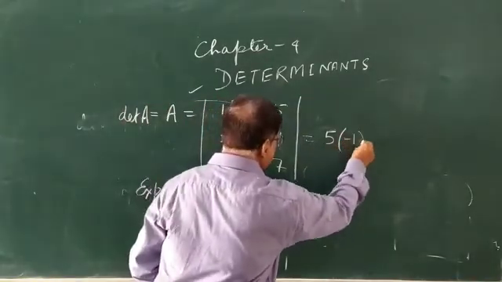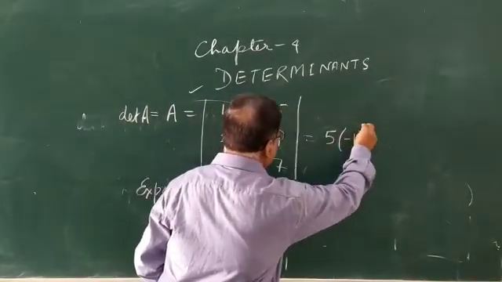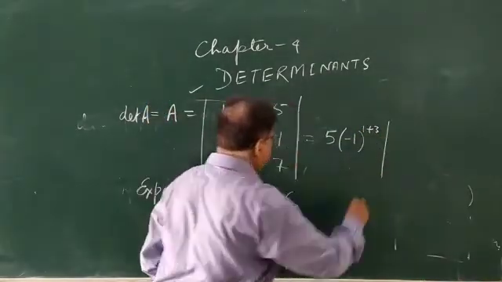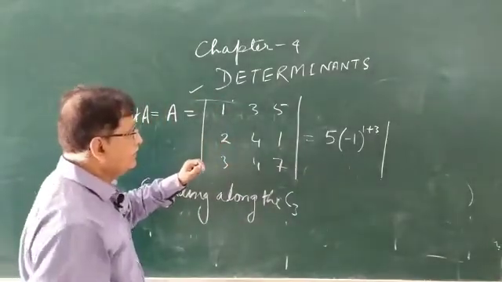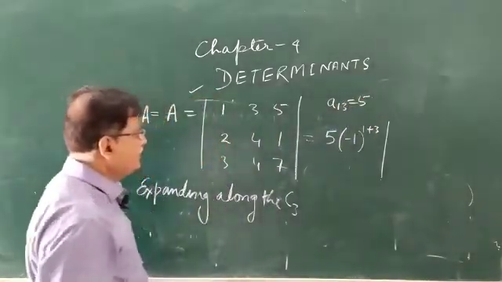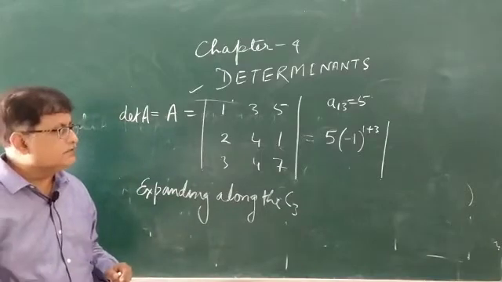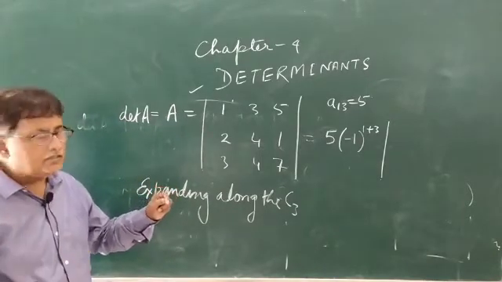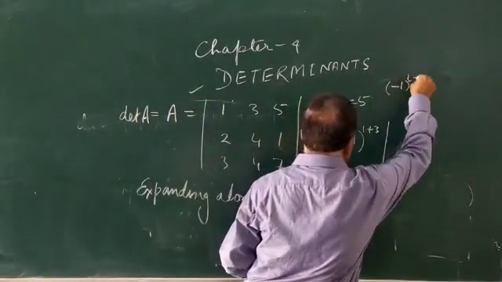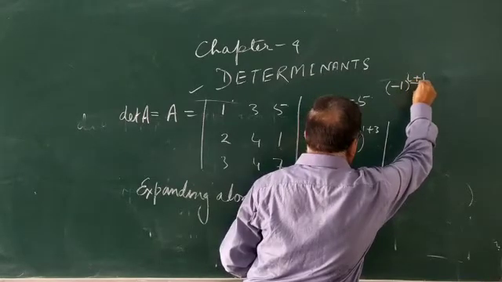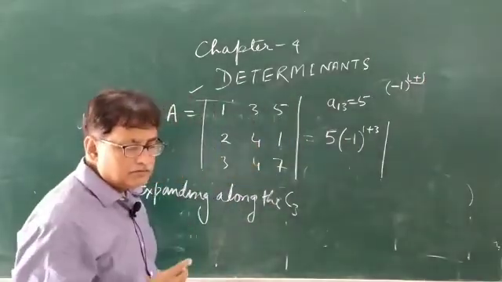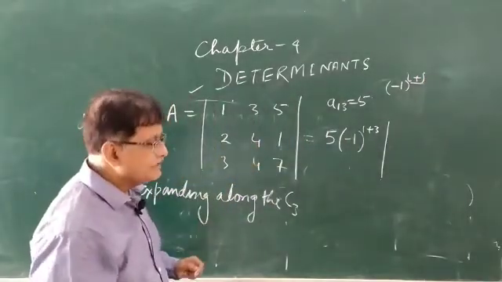So you find the sign of this element: (-1) to the power 1 plus 3, first row and third column, A13, that is 5. First you write the number and then you consider the sign of that number. How can you get the sign? Minus 1 to the power i plus j. When you add the row value and the column value, if it is even, you get the positive value; if it is odd, you get the negative value.